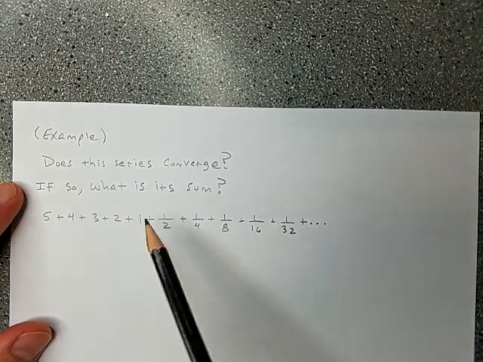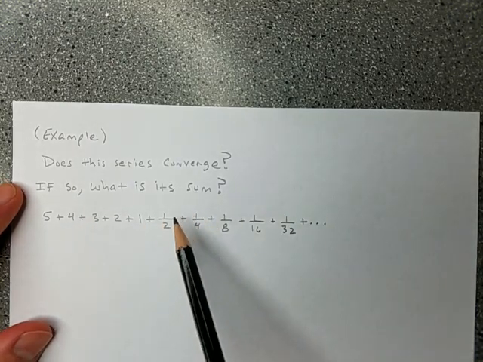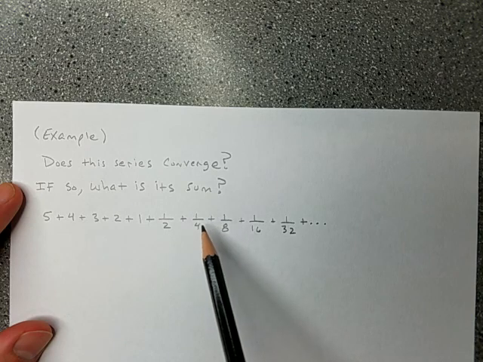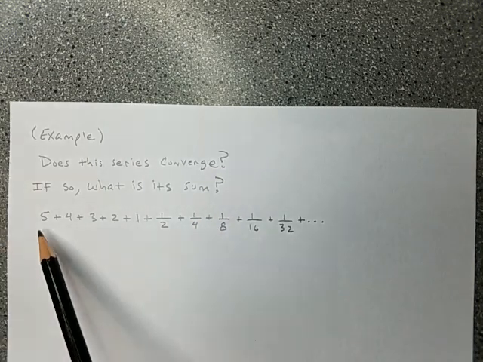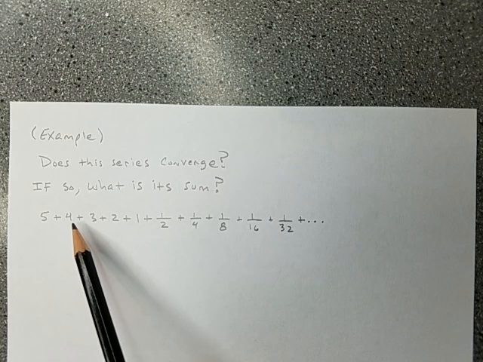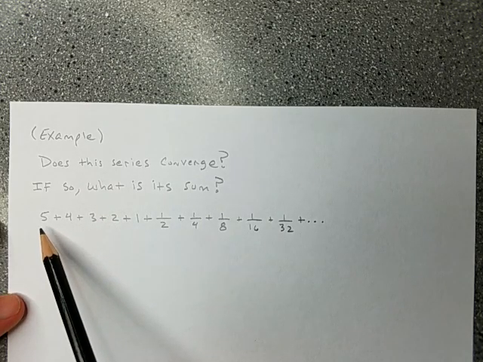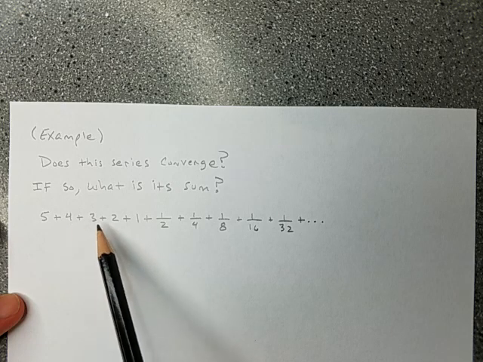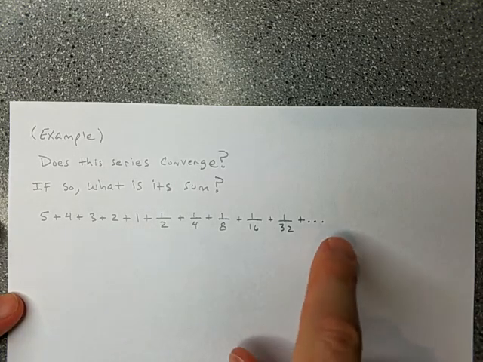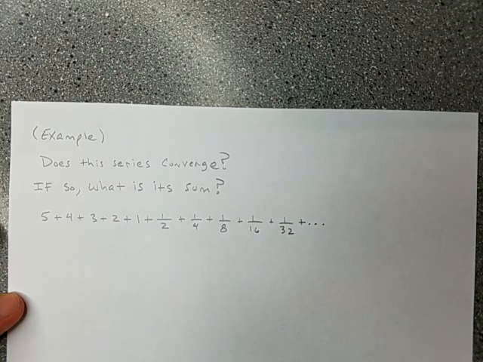I mean, I can see a half times a half is a fourth, and a fourth times a half is an eighth, but 5 times a half is not 4, and whatever you multiply 5 by to get 4 is not the same thing as what you multiply 4 by to get 3. So this is not a geometric series, okay?